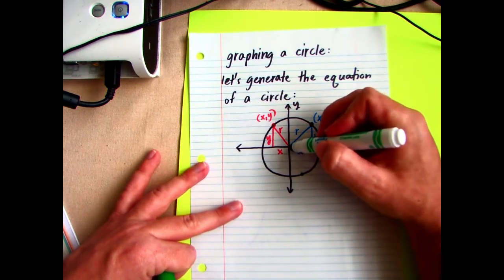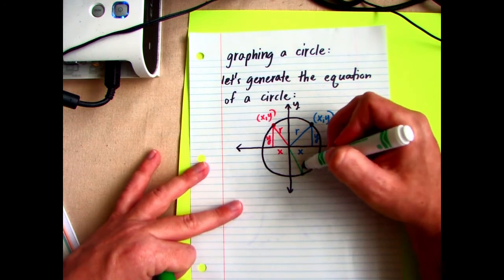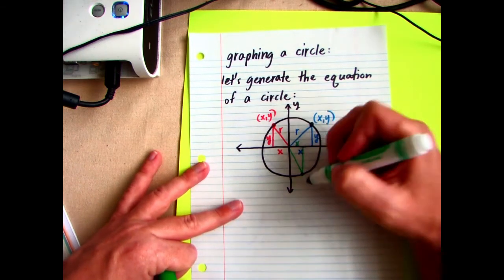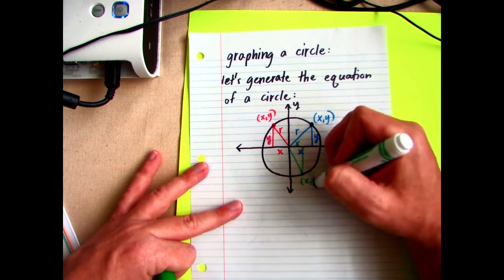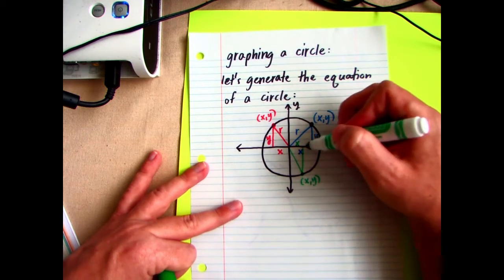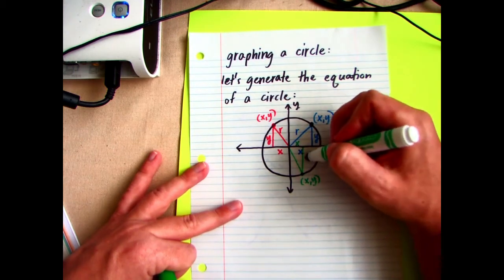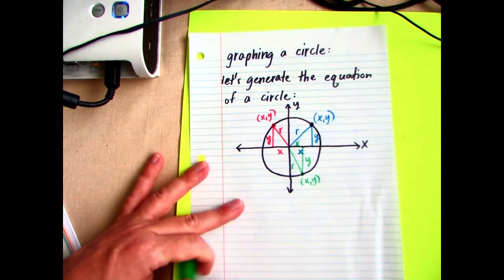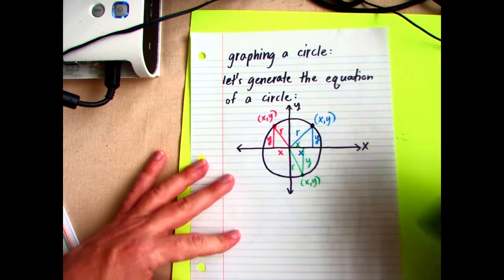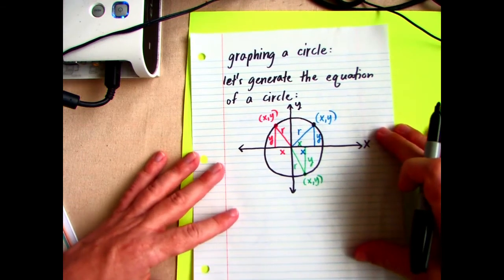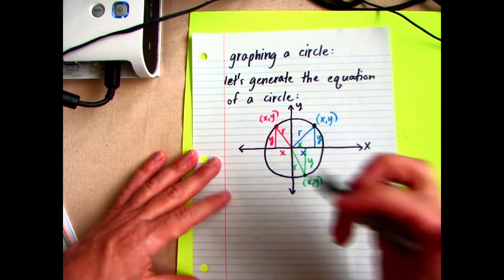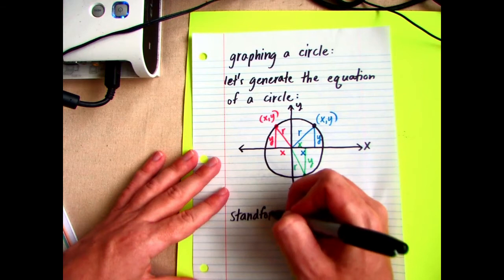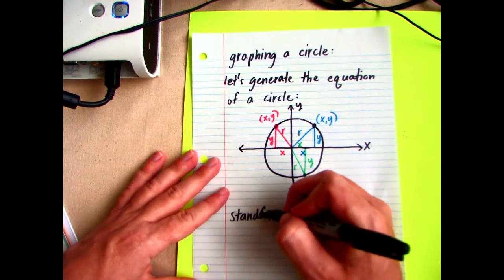Just to show it one more time, I'm going to do one more in green here. That point on the circle is x comma y. The leg of the right triangle on the x-axis has a length of x. The other leg is y. And the hypotenuse is r. So it looks like we can relate x and y in this circle using a Pythagorean theorem.